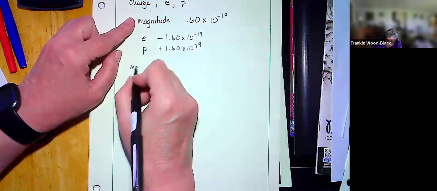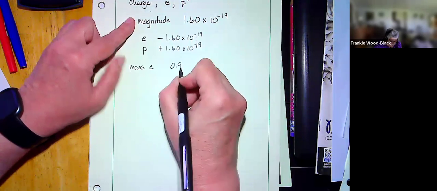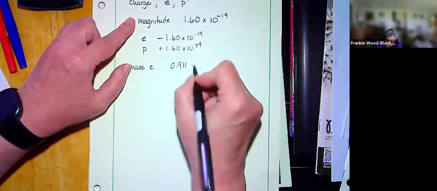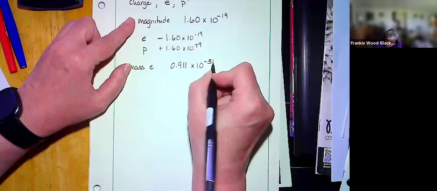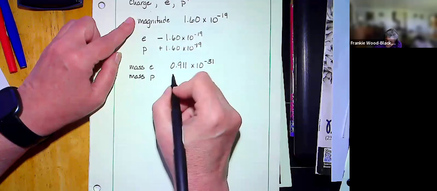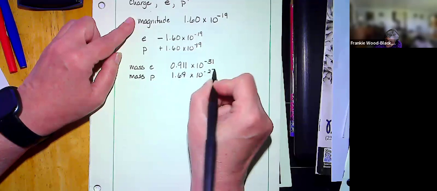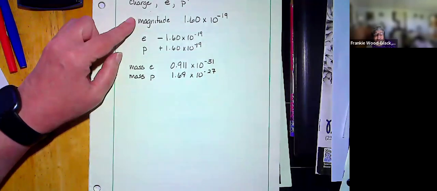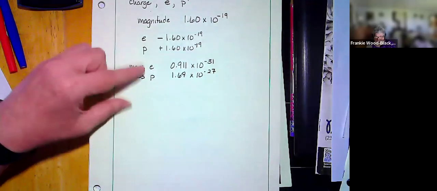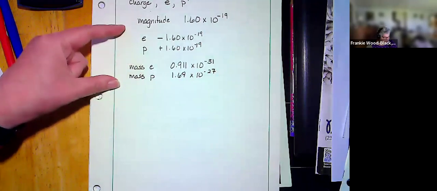The mass of an electron is 0.911 times 10 to the minus 31. The mass of a proton is 1.67 times 10 to the minus 27. So now you're starting to see why I stopped and said, let's talk about our exponents, because as we start to do these calculations, we're going to have things with lots of exponents here.